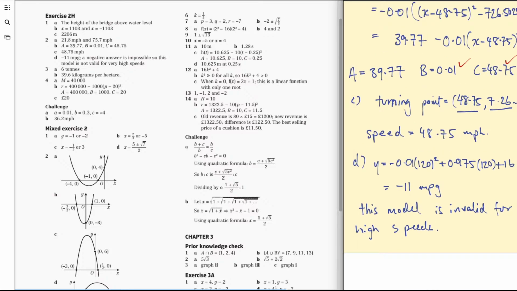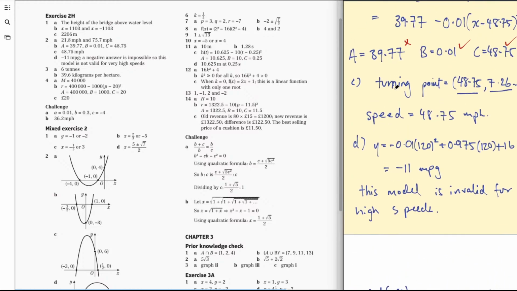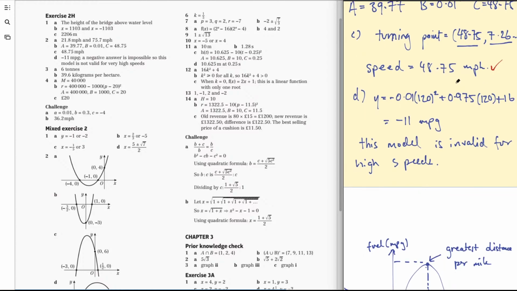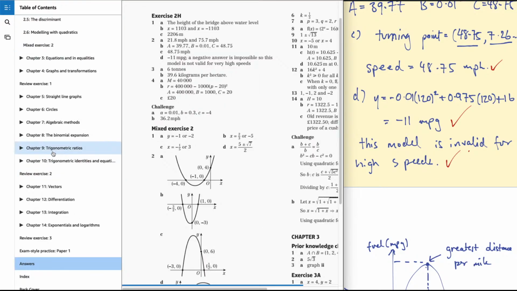Unfortunately, a very common mistake to make is to write the question down wrong and then you get the answer wrong. It's unfortunate, but it happens quite a lot, even with me. The speed is 48.75, and so negative 11, a negative answer is impossible, so this model is not valid for very high speeds. There we go. Alrighty.